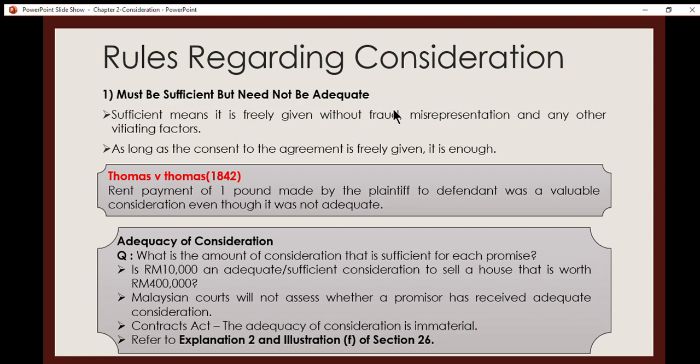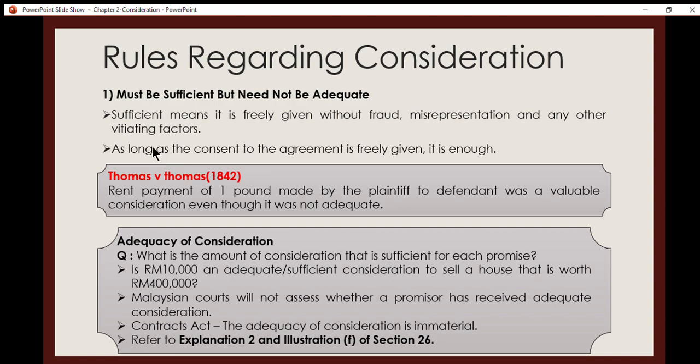What is fraud? Fraud means cheating, deceiving, penipuan. Misrepresentation is the false representation of fact, and any other vitiating factors, for example, undue influence. As long as the consent to the agreement is freely given, it is enough. So when we refer to this rule, we can say that consideration must be sufficient but need not be adequate. The amount of consideration is not important as long as the consideration is freely given.